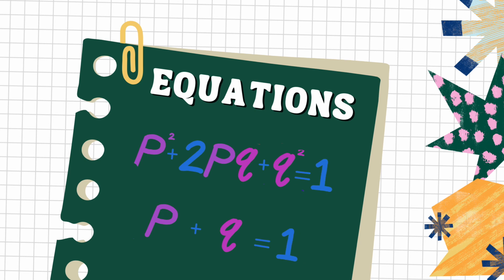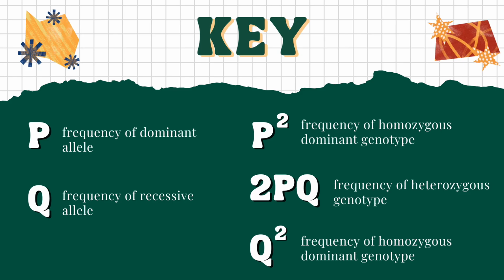Going into the equations, the two equations are p squared plus 2pq plus q squared equals 1, and p plus q equals 1. Going into what each of these letters mean, p is the frequency of the dominant allele. q is the frequency of the recessive allele. p squared is the frequency of the homozygous dominant genotype. 2pq is the frequency of the heterozygous genotype. And q squared is the frequency of the homozygous recessive genotype.